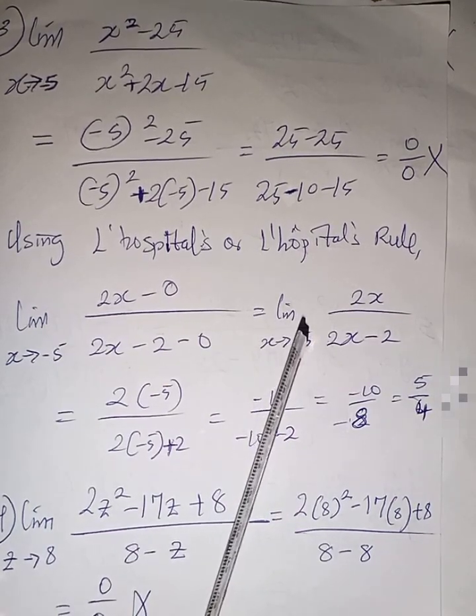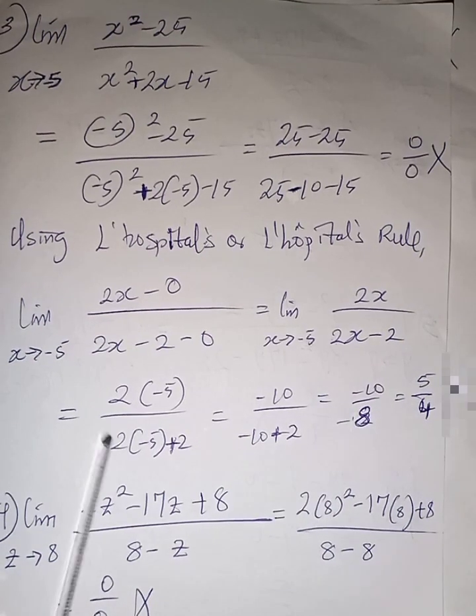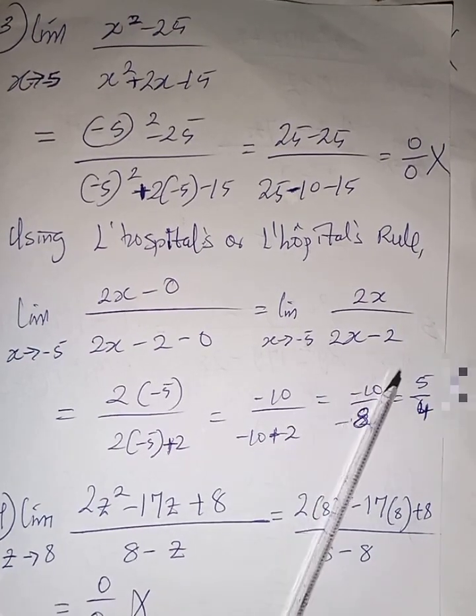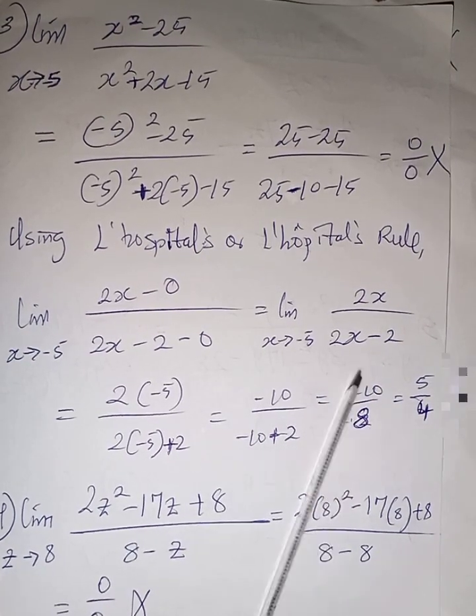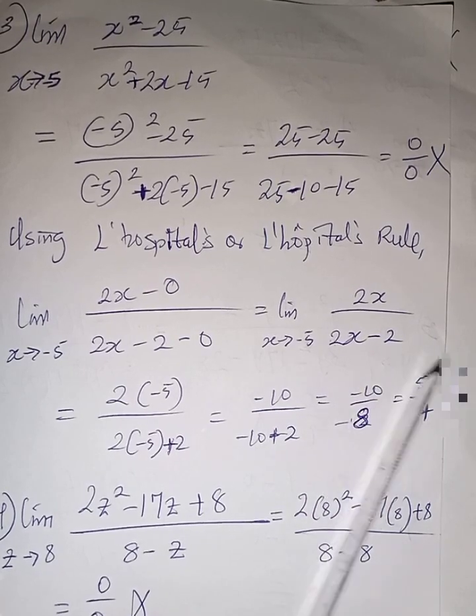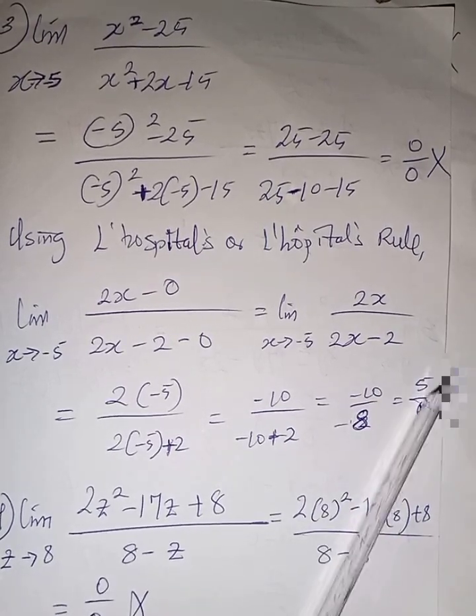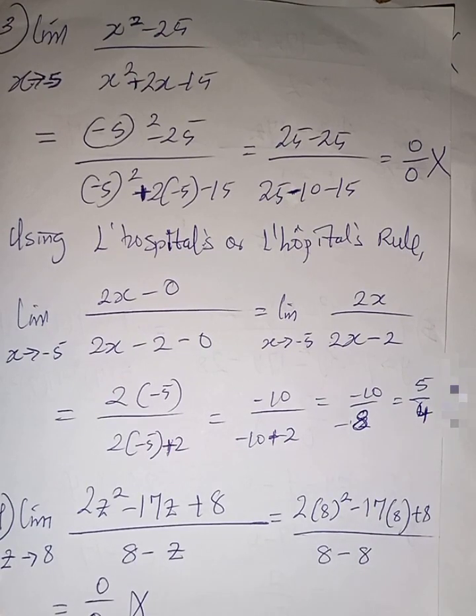Let's have it minus 5. Put minus 5 there. You're going to have this. Then you have minus 18, minus 10 over 8. Minus will cancel minus. 2 into 10, 5. 2 into 8, 4. So we're going to have 5 over 4. Now let's move to the next question.